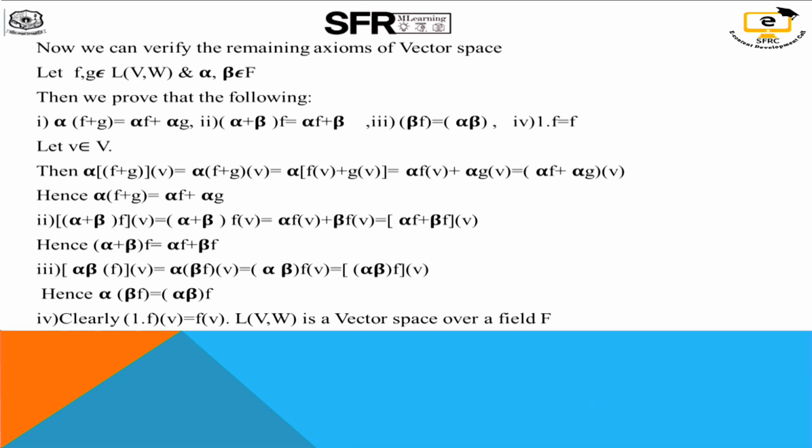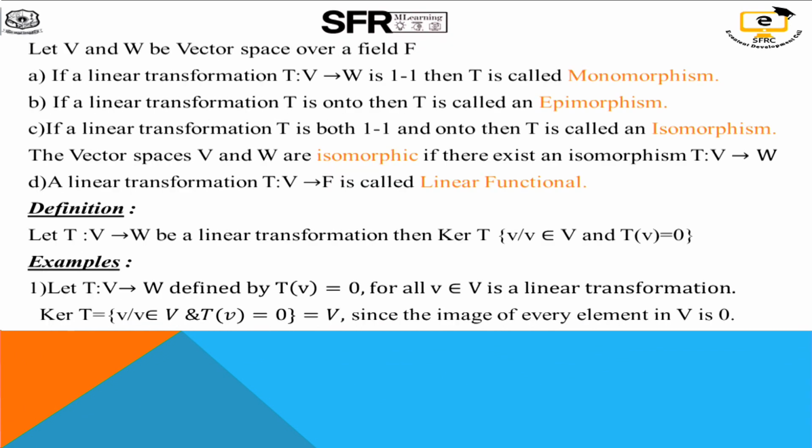Similarly, we can prove the second, third and fourth conditions: alpha plus beta f of v equals alpha f plus beta f of v, and the third condition, alpha into beta f of v equals alpha beta of f of v. The fourth condition is obviously true, 1 into f of v equals f of v. That means we have proved all the axioms of a vector space under scalar multiplication. Thus, we have proved that the collection of all homomorphisms forms a vector space, or otherwise a linear space, over a field F. Then some more special mappings according to this definition.